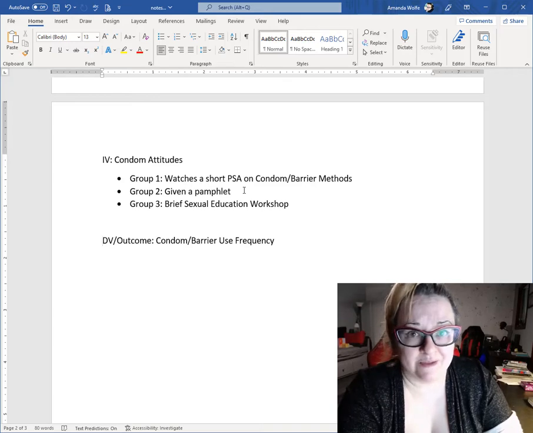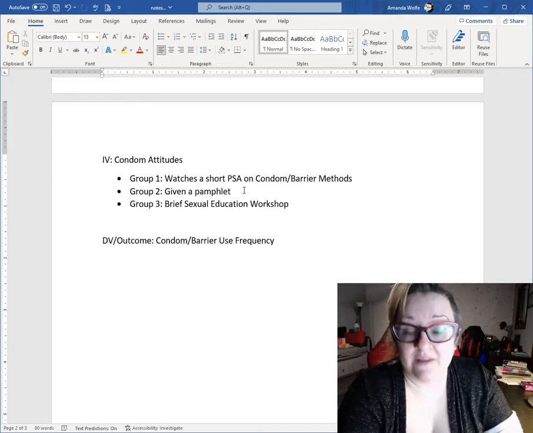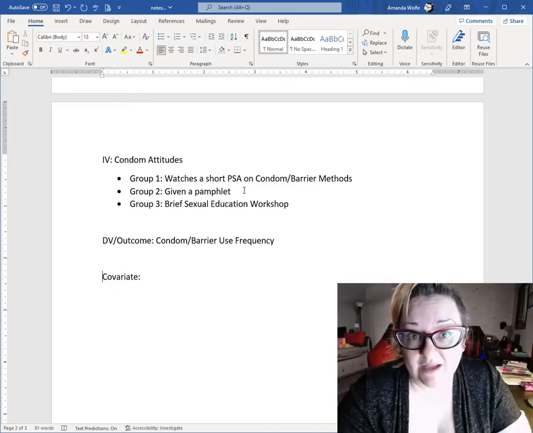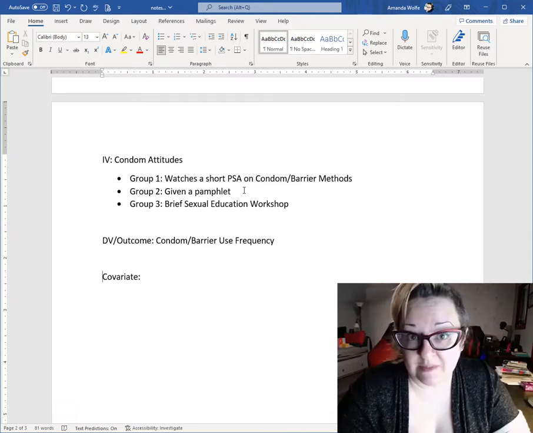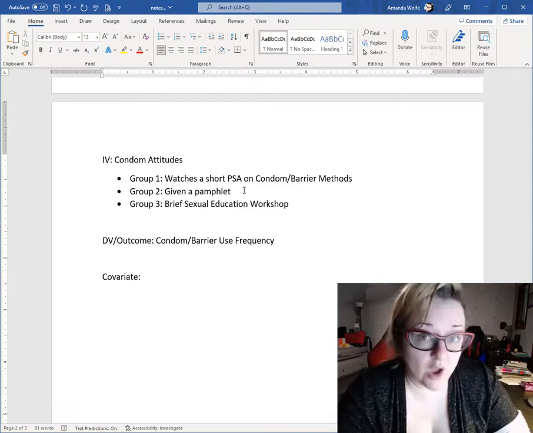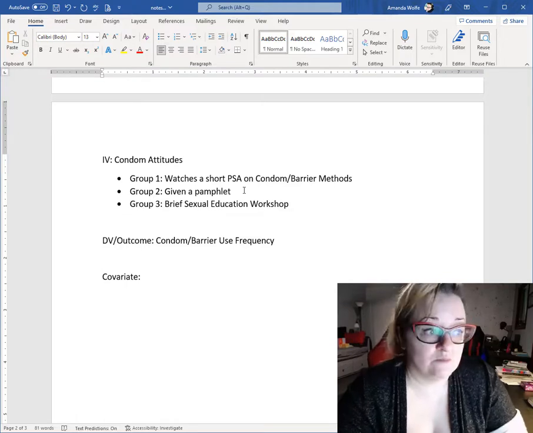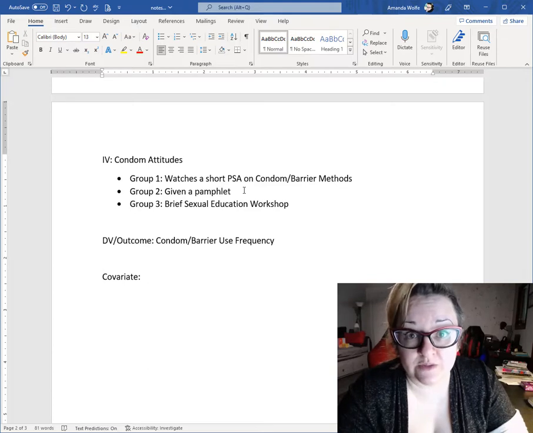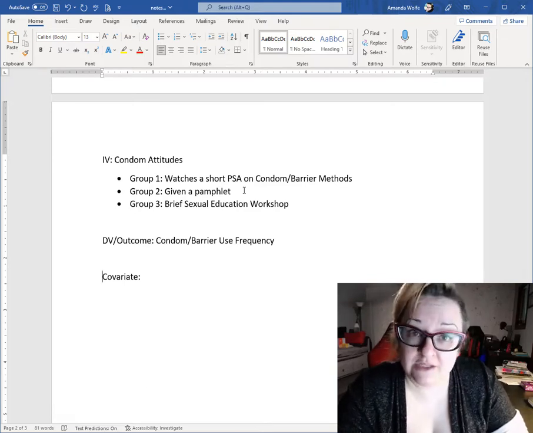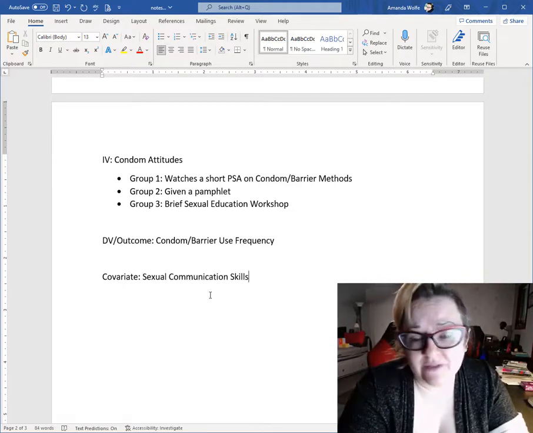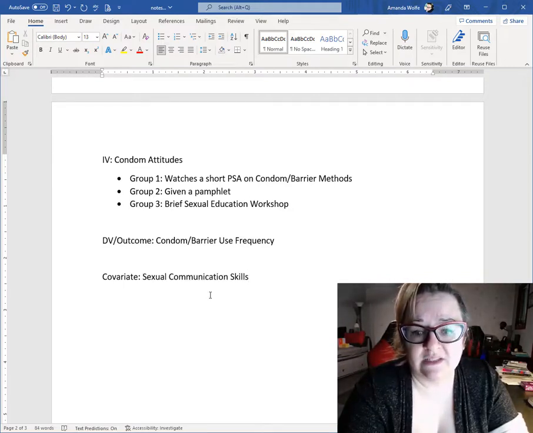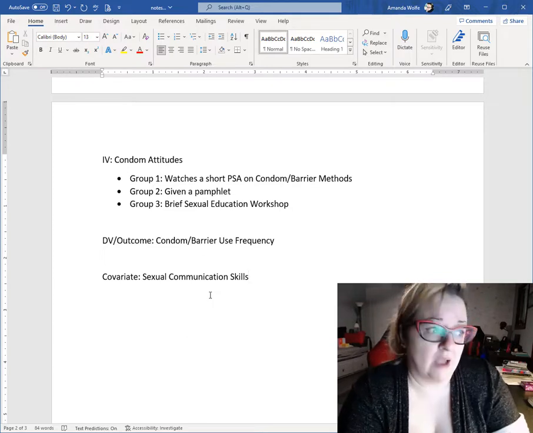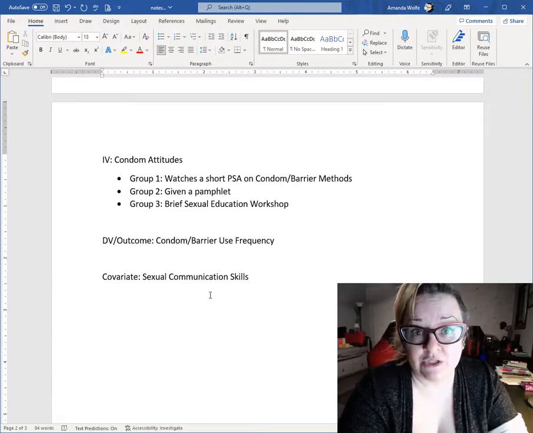How do I make it an ANCOVA? Well, I have to add the C, and that's a covariate. So again, as a researcher, this is my specialty, I've read a lot about what other kinds of variables affect whether or not someone uses a barrier method when they have sexual relations with others. In addition to your attitudes on condoms, a huge one is your sexual communication skills. So this would be things like advocating for condom use, or if your partner said, no, I don't really want to do that, how would you continue the conversation? What kinds of things do you say to your partner? How do you talk about sex?